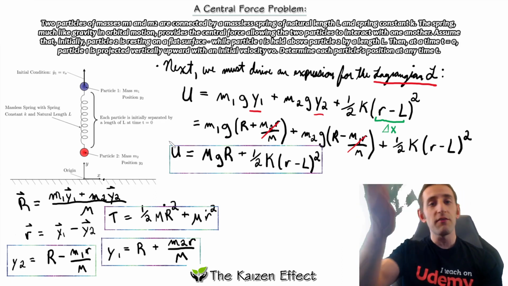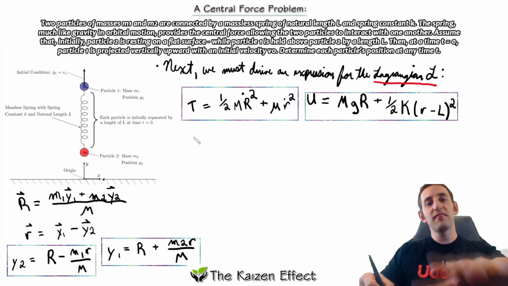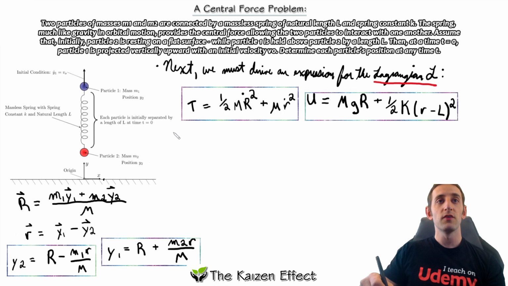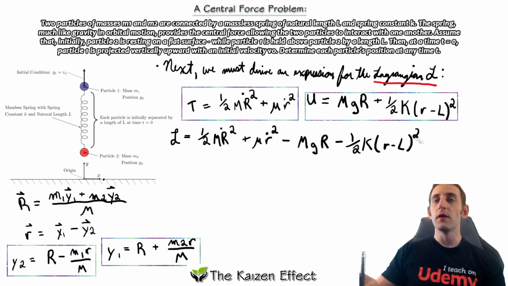Next, again, we're trying to find the Lagrangian. We've got all the puzzle pieces, so let's fit them together and see the full picture. We've got the kinetic energy and the potential energy U that we just derived. Let's put them into the formula we know: the Lagrangian is T minus U. So when we do that, we end up with the Lagrangian equal to 1/2 big M R dot squared plus mu little r dot squared. That's our T. Then we subtract M g big R, minus 1/2 k times little r minus L squared. So that's the final expression we get.